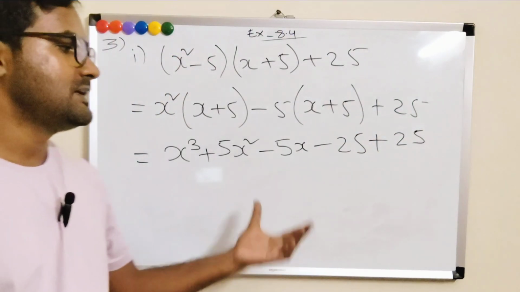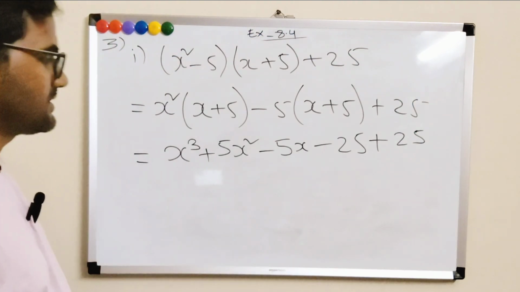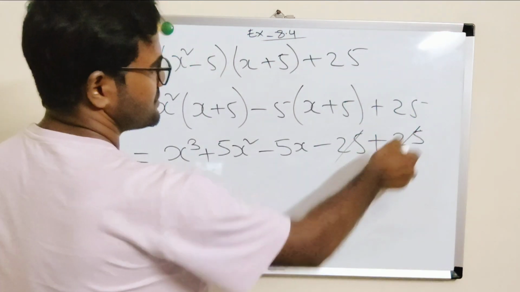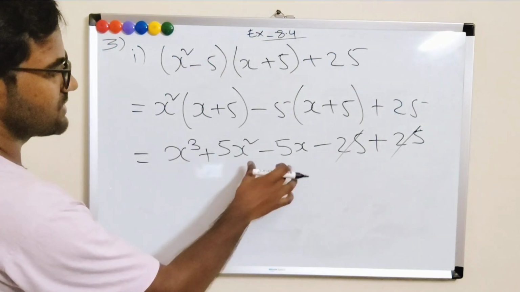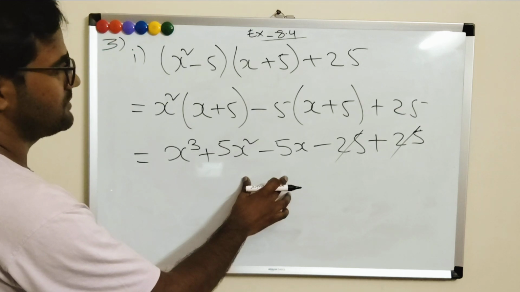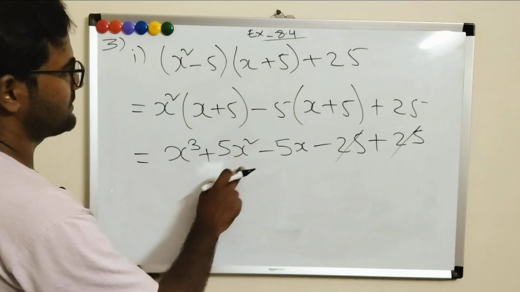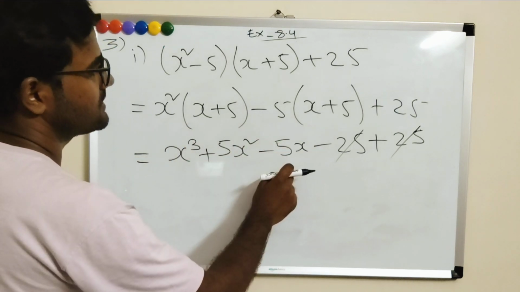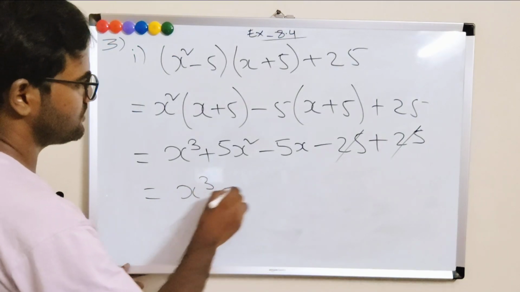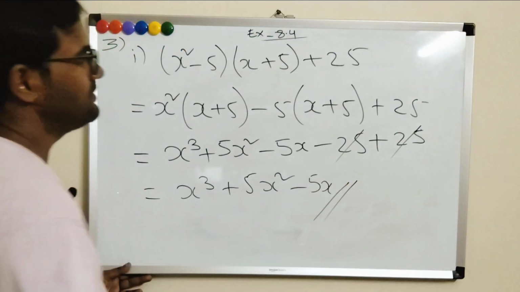So now you see, can you cancel any of the given terms here? Yes, you can. You can cancel this minus 25 and plus 25. Can you cancel this one as well? Is this possible? Here it is 5x squared, here it is 5x, here it is 25. This is not possible. So x cubed plus 5x squared minus 5x.